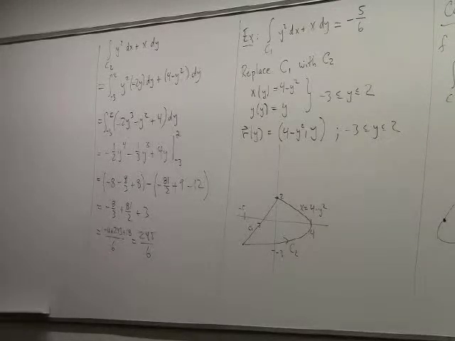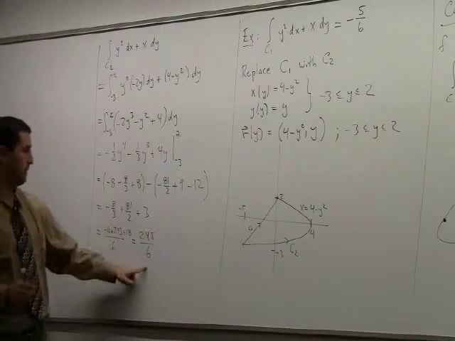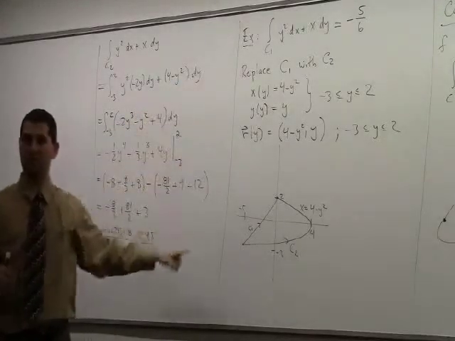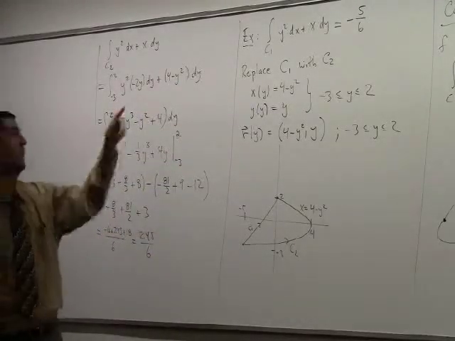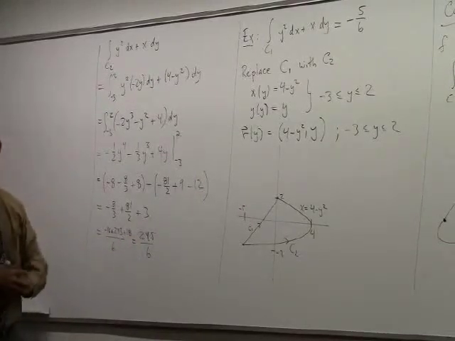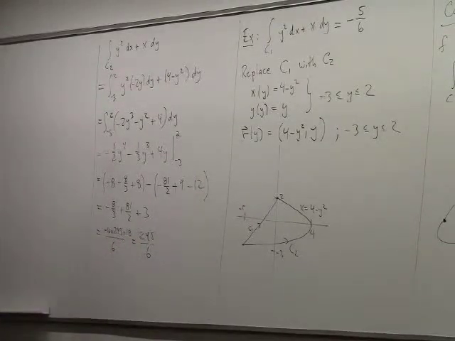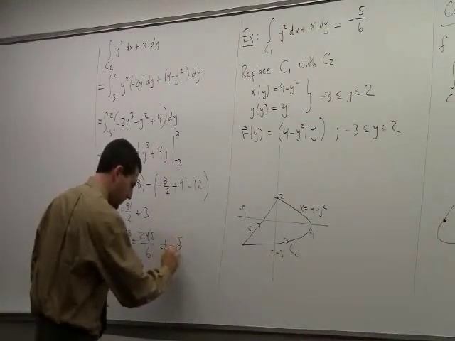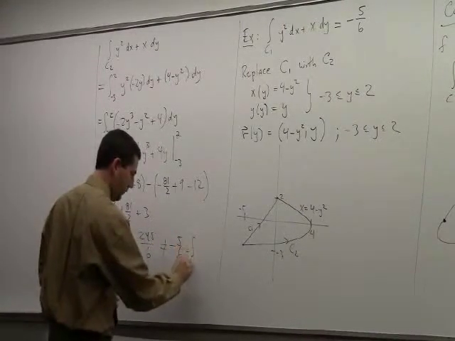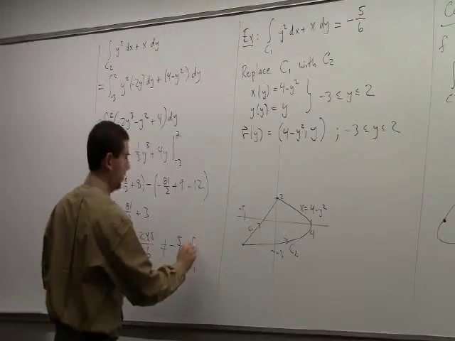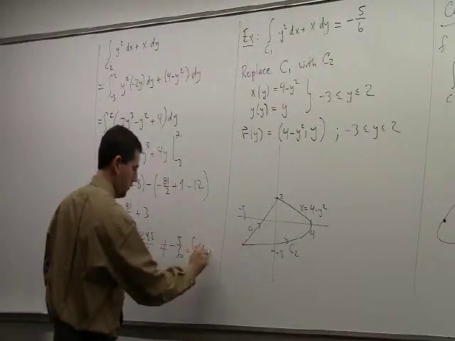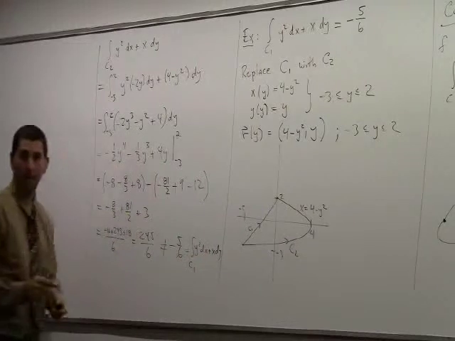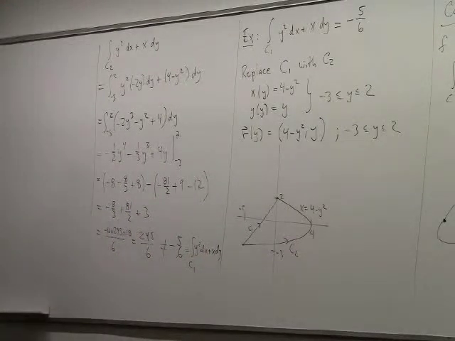Okay, so the important thing is not that they both got a 6 in the denominators. It's that one of them is negative and one is positive. Yeah, they're different. This is definitely not equal to minus 5/6, which was the integral over C1. So we don't have path independence.